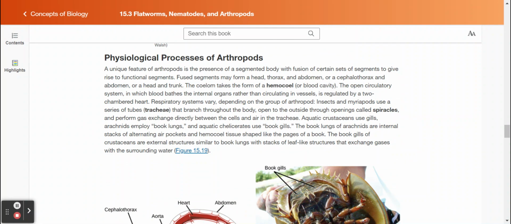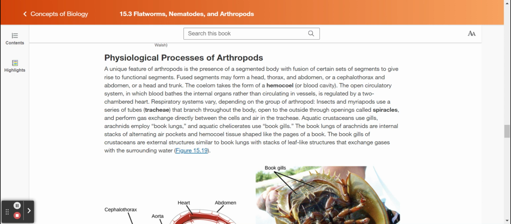Physiological processes of arthropods. A unique feature of arthropods is the presence of a segmented head with fusion of certain sets of segments to give rise to functional segments. Fused segments may form a head, thorax, and abdomen, or a cephalothorax and abdomen, or a head and trunk. The coelom takes the form of a hemocoel, or blood cavity. The open circulatory system, in which blood bathes the internal organs rather than circulating in vessels, is regulated by a 2-chambered heart. Respiratory systems vary depending on the group of arthropod.